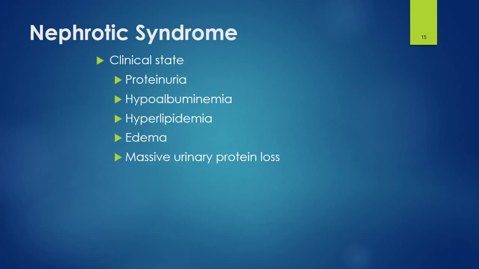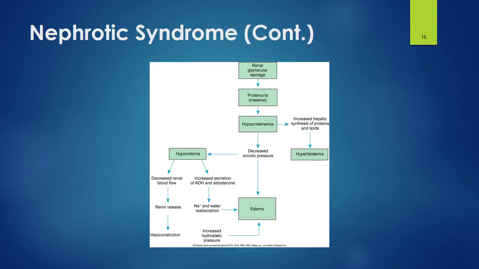The signs and symptoms of nephrotic syndrome or nephrosis are proteinuria, hypoalbuminemia, hyperlipidemia, edema, as well as massive urinary protein loss. This slide represents the sequence of events in nephrotic syndrome.